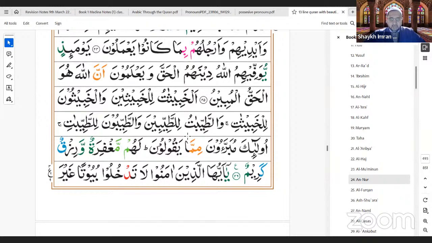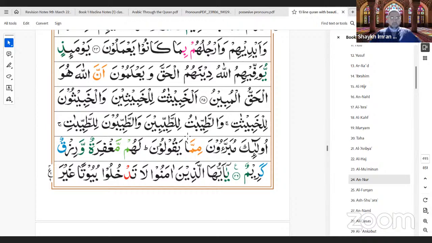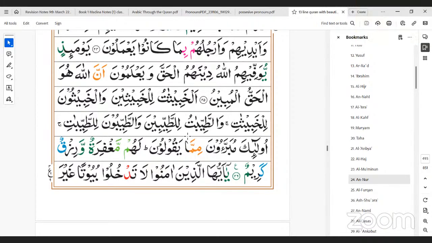Bismillahir Rahmanir Rahim. Al-khabithatu lil-khabithina wal-khabithuna lil-khabithat wat-tayyibatu lit-tayyibina wat-tayyibuna lit-tayyibat. Excellent. Continue. Ulaika mubarra'una mimma yaquluna, lahum maghfiratun wa rizqun karim.